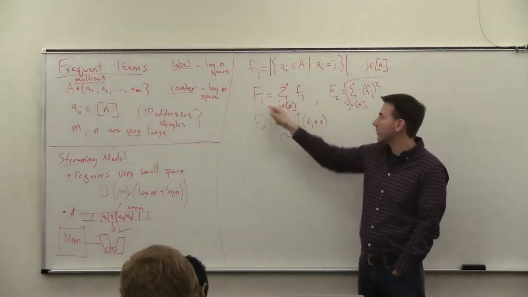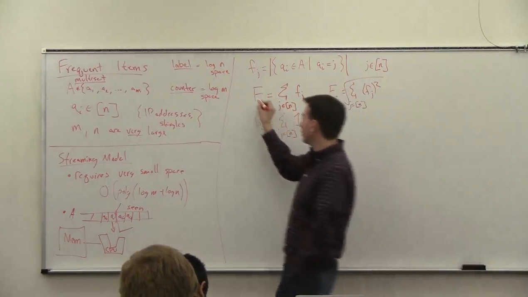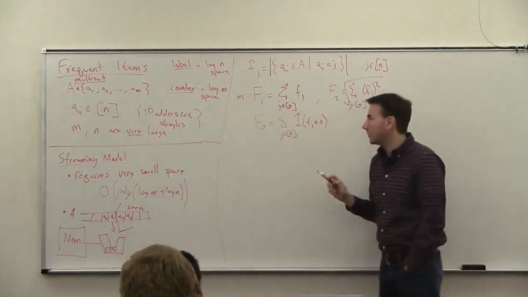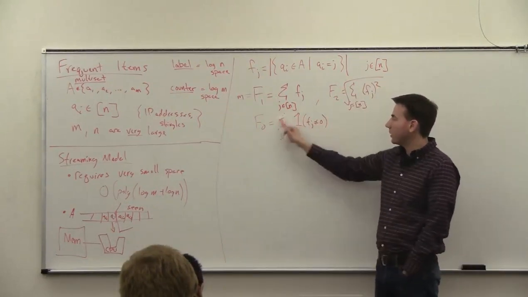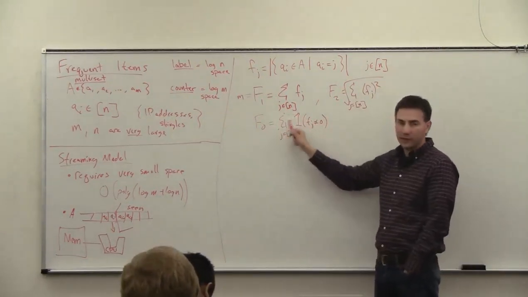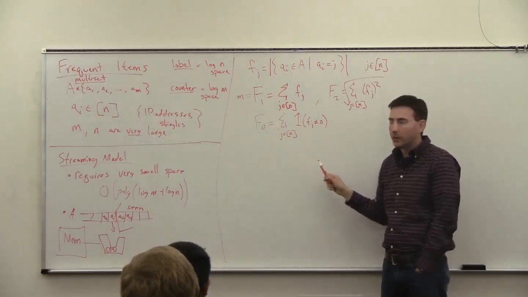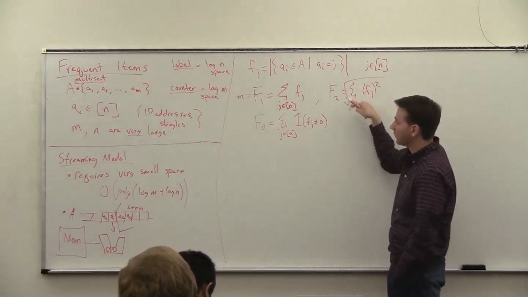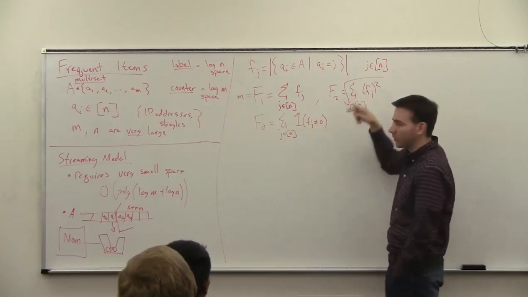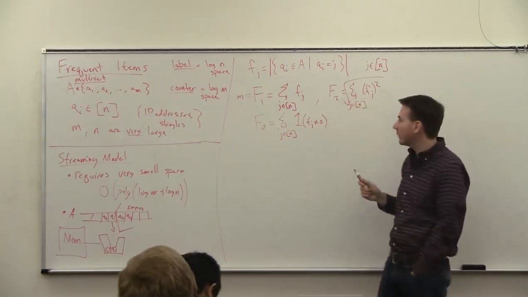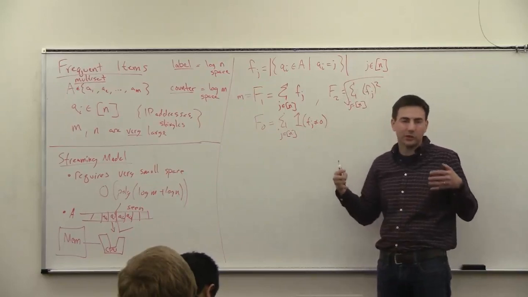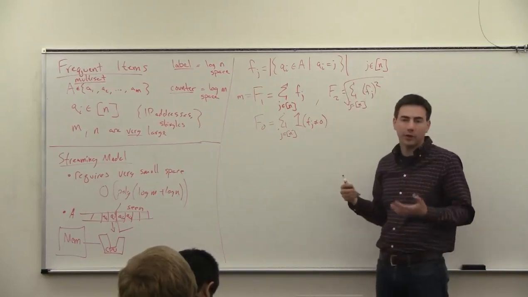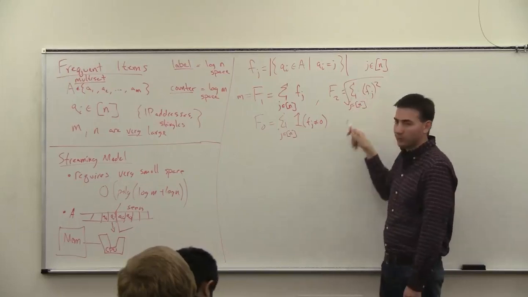So F1 is always going to be equal to m, the number of elements in the stream. F0 is the number of distinct elements. And F2 has to do with, say, a database join, and it is an estimation of the size of the join. So you sometimes want to estimate this value.